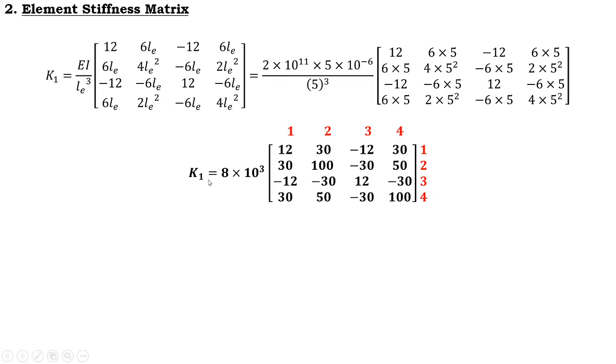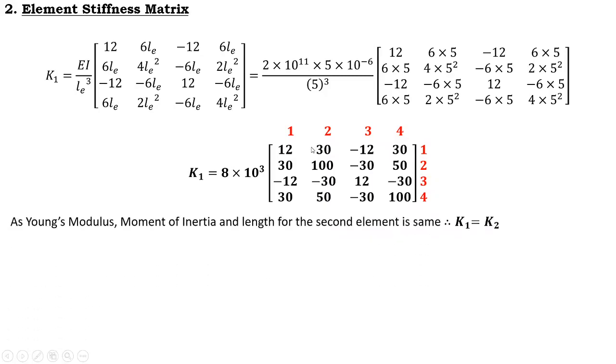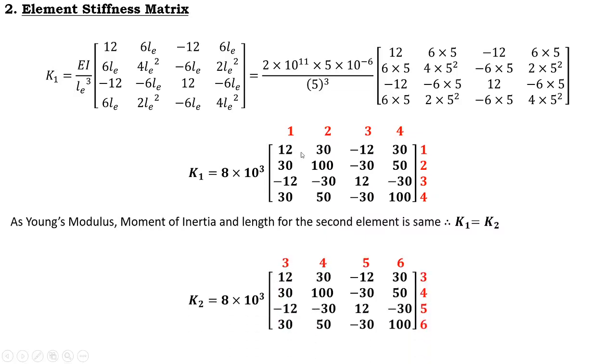The first element is associated with 4 displacements, that is 1, 2, 3, 4, which I mentioned vertically and horizontally here. Similarly, I need to find K2, but as my second element has the same Young's modulus, moment of inertia as well as length, my K1 is equal to K2. But the 4 displacements associated with the second element are 3, 4, 5, 6, which I mentioned horizontally and vertically. Those numbers will help in the next step, the third step, the global stiffness matrix.